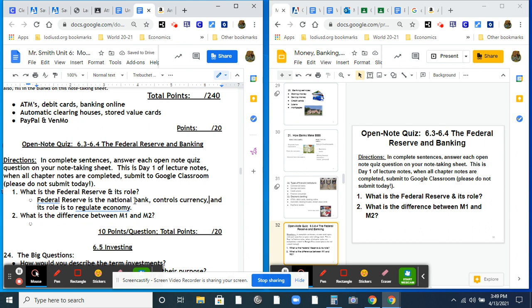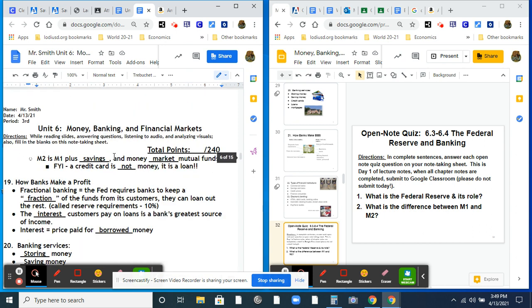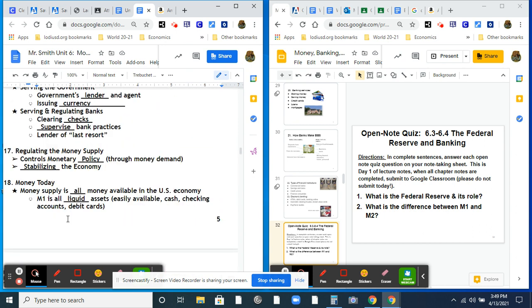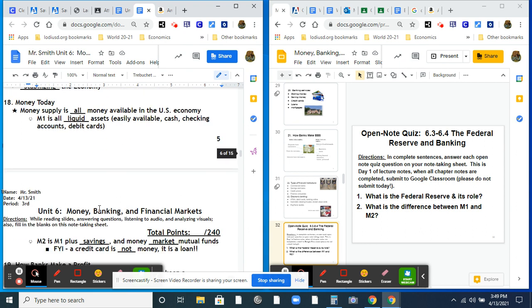It does that by setting the loan rate. I'm not going to type in the difference between M1 and M2, but I'll tell you the answer. The difference between M1 and M2: M1 is all liquid assets in the money supply. M2 is all the liquid assets plus savings and money market accounts. So the total is the total money supply.